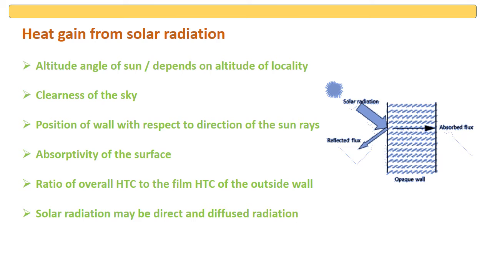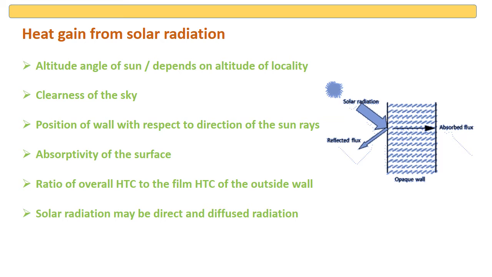It also depends on the clearness of the sky, whether clouds are there or not. If clouds are there, then your radiation will be very, very less, and that will contribute less to the heat gain. The third point is the position of the wall with respect to the direction of the sun rays. If the sun rays are perpendicular to the wall, it will lead to more solar radiation or more heat gain, than when the rays are very much inclined and not directly falling on the wall.